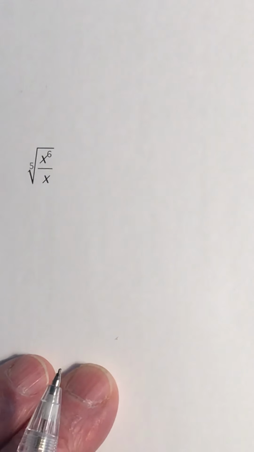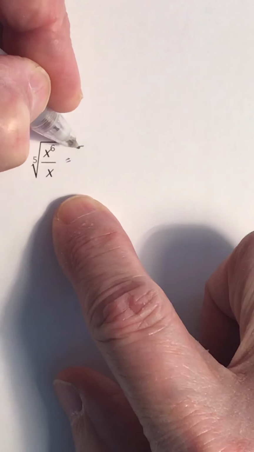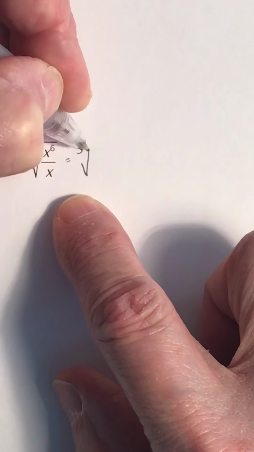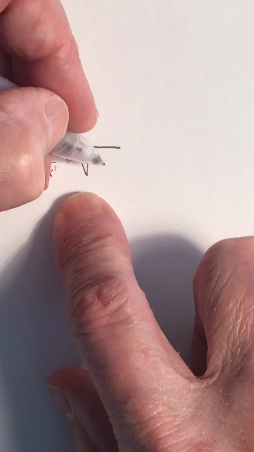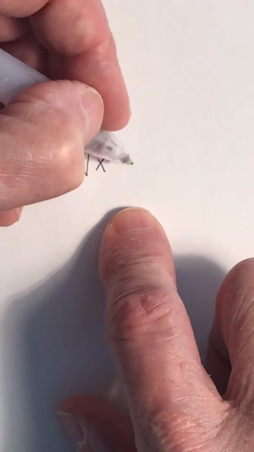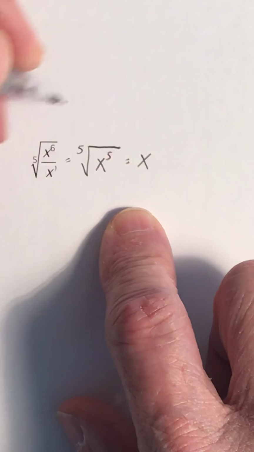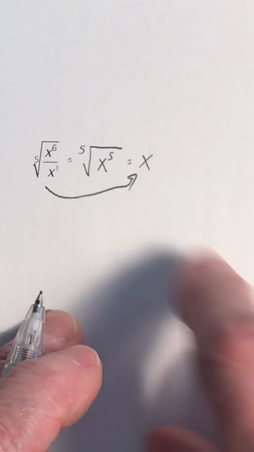Zoom in a little. Again, reduce the fraction first. This will be the 5th root of x to the 6th divided by x to the 1st is x to the 5th. And 5 divided by 5, you get x to the 1st. So this fancy looking thing turns out to be just plain old x.